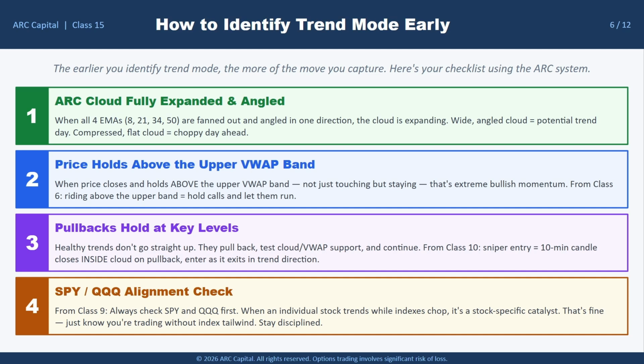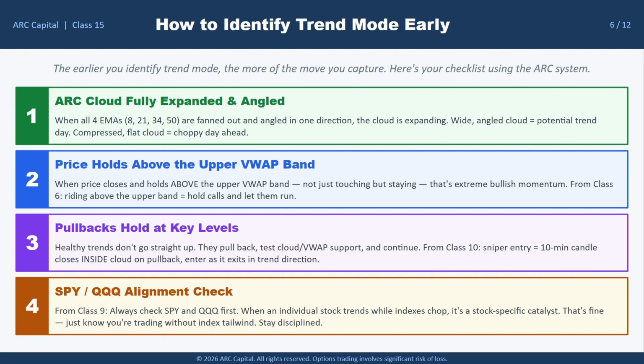Number three is pullbacks hold at key levels. Healthy trends don't go straight up. They pull back, cloud test slash VWAP support, and continue, from class 10. Sniper entries equals 10-minute cloud closes inside the cloud on pullbacks. Enter as it exits in the trend direction.